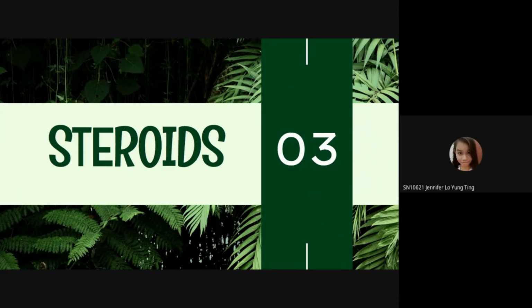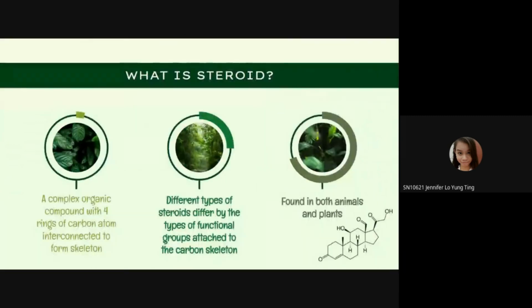So now I will talk about steroids. Next slide. A steroid is a complex organic compound with four carbon rings interconnected to form the main skeleton, and side chains of variable lengths. Different types of steroids differ by the types of functional groups that are attached to the carbon skeleton. In other words, the differences in the side chain give rise to different types of steroids. Steroids can be found in both animals and plants. Next slide.